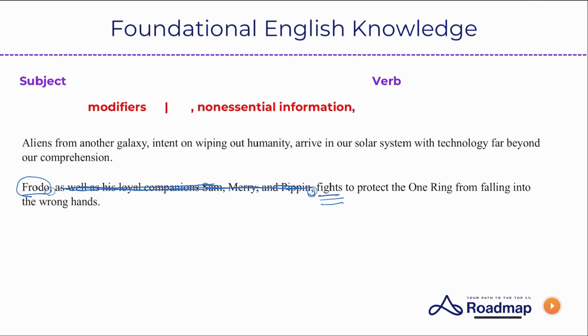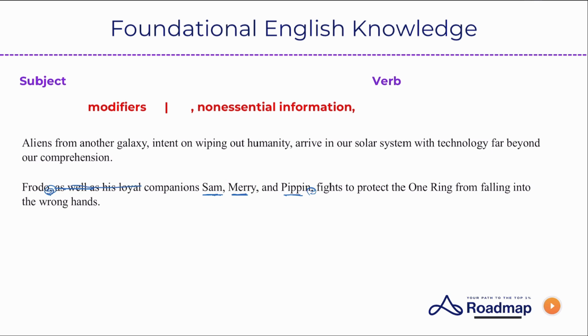Now, it's a little bit tricky because even though you have other people in the sentence like Sam, Merry, and Pippin, the way that this information is structured is as non-essential information, right? As well as, comma, comma, you know it's non-essential. So you have to ignore that, even though it's kind of hard to do and it could be confusing to some students. Now compare this sentence with the following sentence.